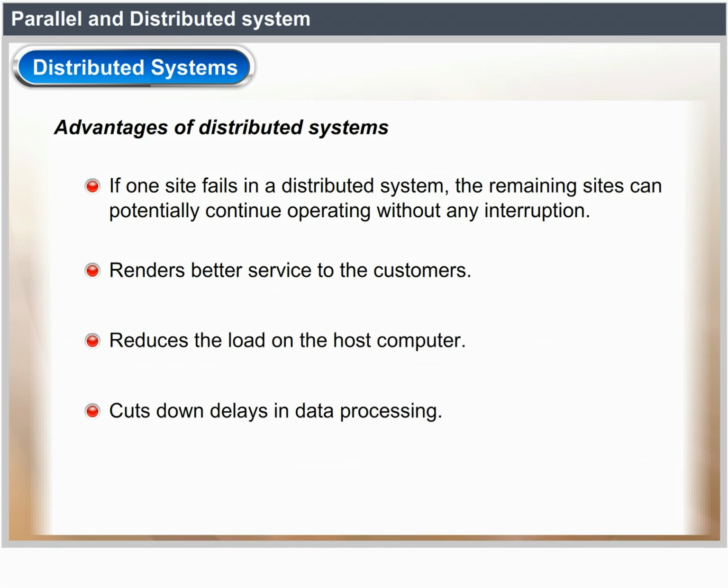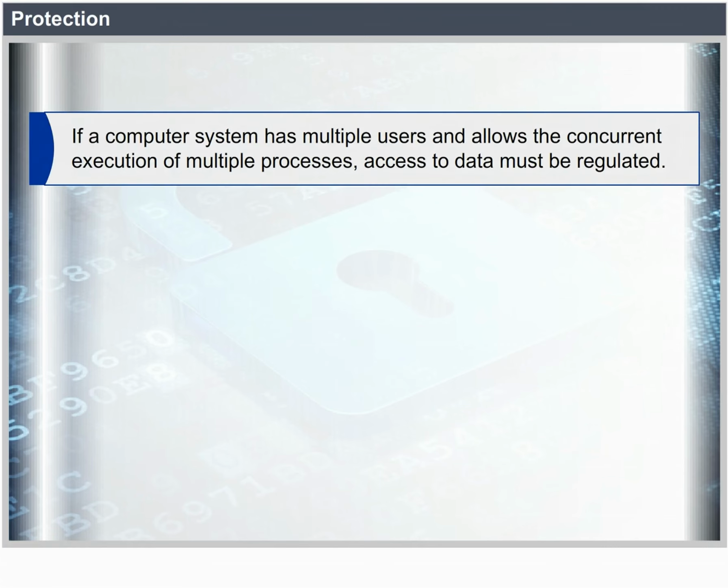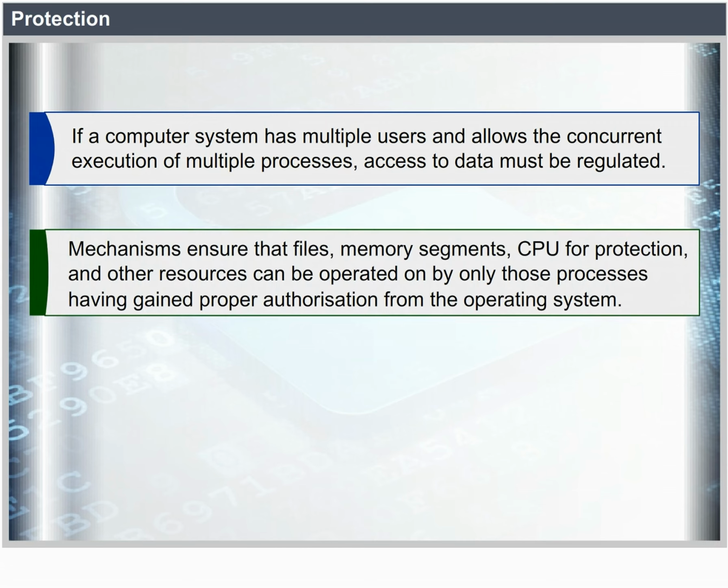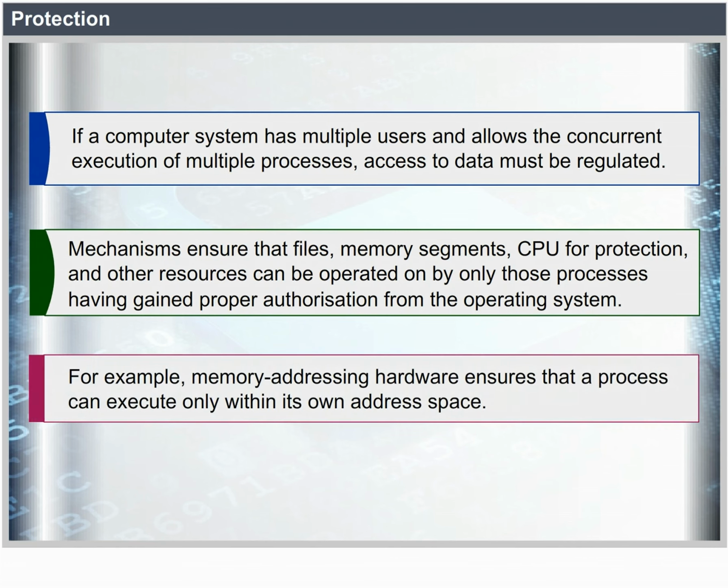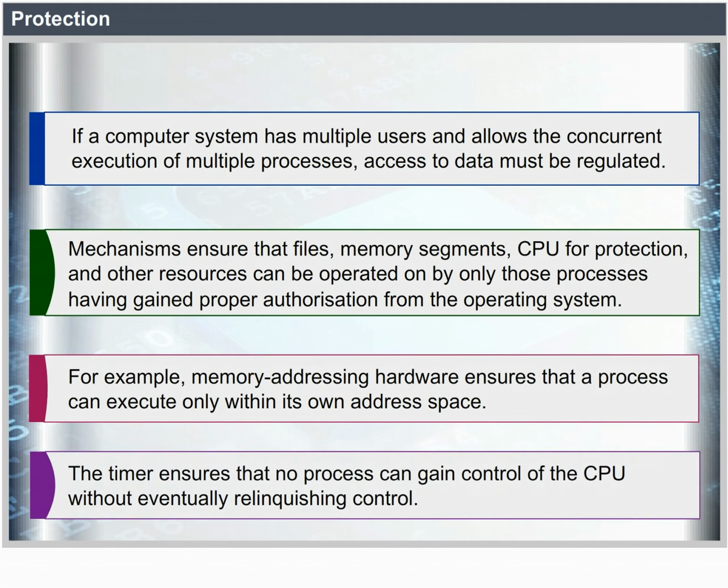Protection. If a computer system has multiple users and allows the concurrent execution of multiple processes, then access to data must be regulated. For that purpose, mechanisms ensure that files, memory segments, CPU, and other resources can be operated on by only those processes that have gained proper authorization from the operating system. For example, memory addressing hardware ensures that a process can execute only within its own address space. The timer ensures that no process can gain control of the CPU without eventually relinquishing control.